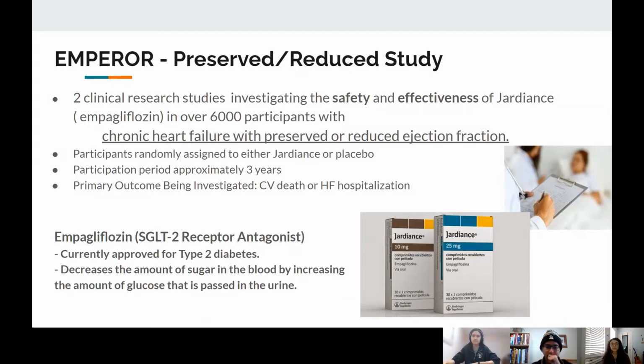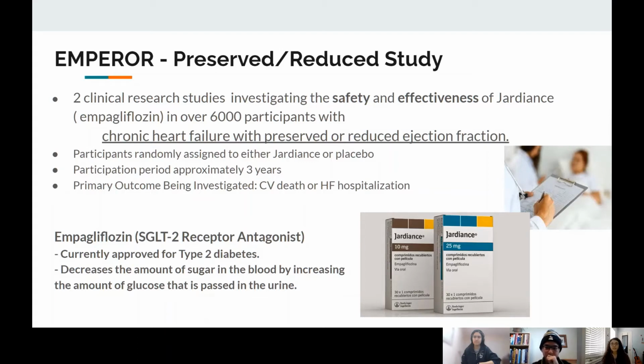Specifically for congestive heart failure, Dr. Curnew was actually running a study in his clinic that is part of a larger study. So it was 2 clinical research studies that were investigating the safety and effectiveness of another medication called Jardiance, or empagliflozin. And it was for chronic heart failure with preserved or reduced ejection fraction. He's still currently running the preserved one, but the reduced ejection fraction study has already been published with the results, and they're positive. So it would be interesting to hear Dr. Curnew's thoughts in the live webinar about the results of that study.